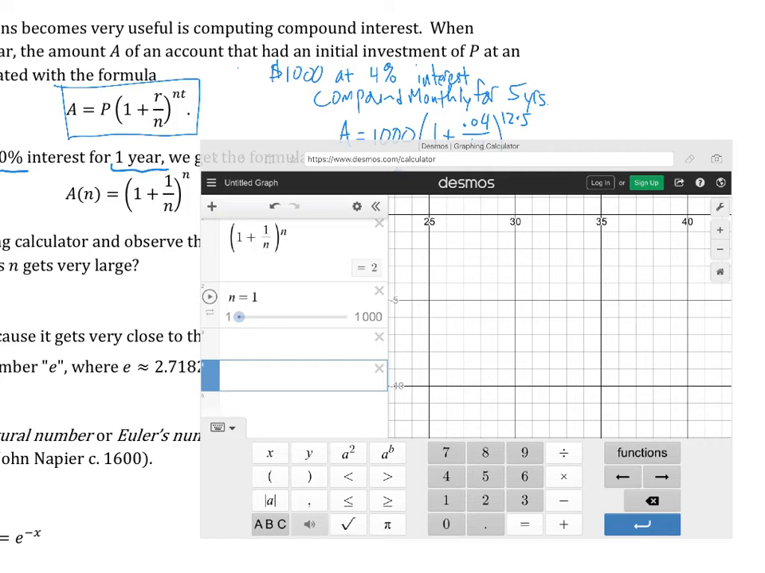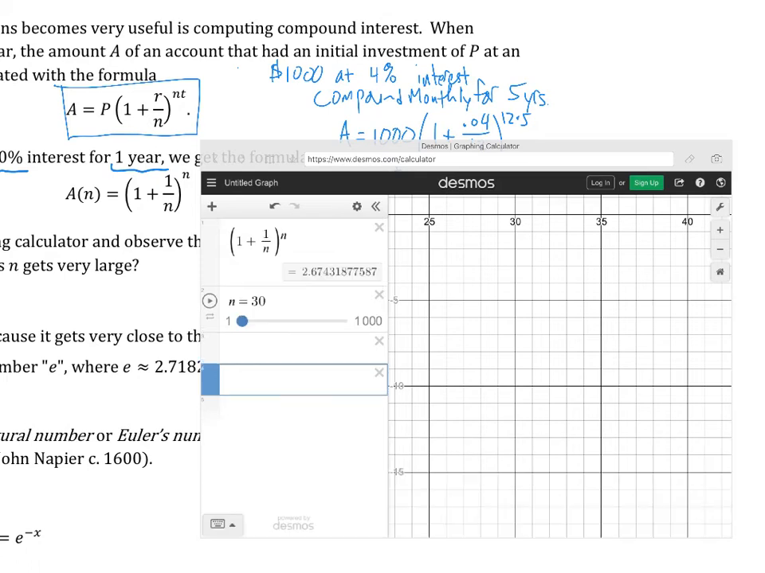So here I've entered the function, and right now I have it set at 1. If n is 1, so we get that interest rate once a year, then we will double our money. 1 plus 1 over 1 to the 1 power, that is 2.